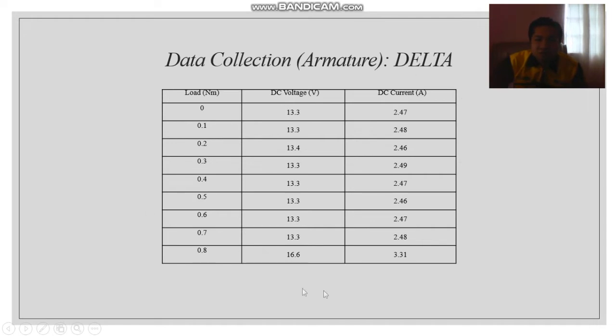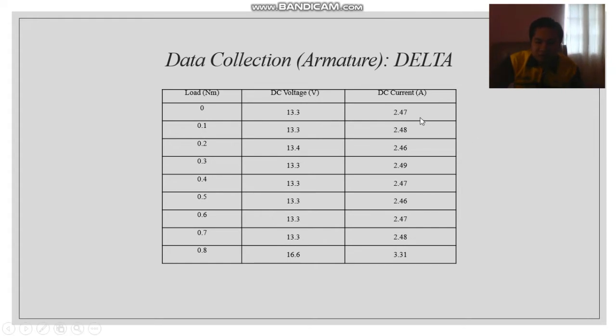So this is the armature data collection for delta connection. So what we have here is our load. This is our DC voltage and this is our DC current. And DC voltage and DC current is supplied to our rotor. So we have the load from 0 to 0.8. We can see that from our load of 0 to 0.7 Newton meter, our DC voltage and our DC current are almost similar. For DC voltage, it is 13.3 volt, and our DC current is around 2.5 volt.